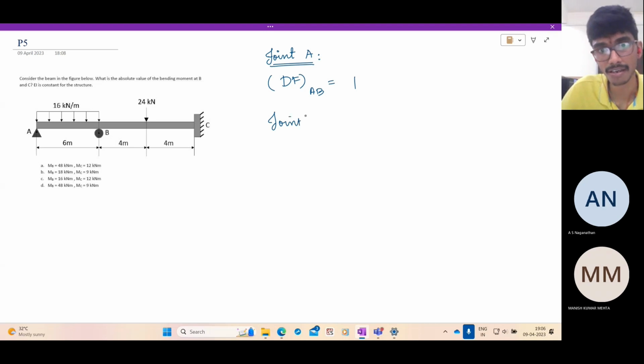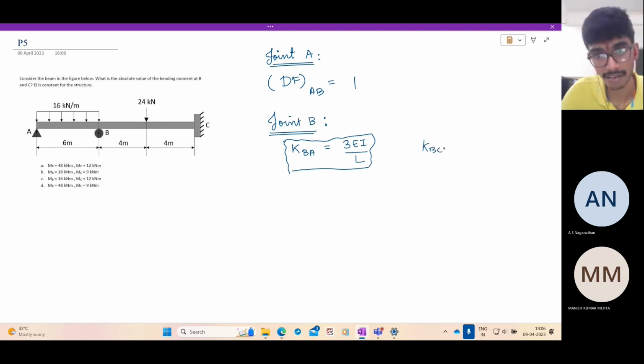Let's see joint B. There are two members connected there. Let us say KBA. What is KBA? The far end of the member AB is hinged, so it generates 0 moment under an applied rotation. We have already solved this in previous examples: KBA is 3EI by L. And what about KBC? For the span BC, the far end is fixed, so from the slope deflection equations, it is 4EI by L.